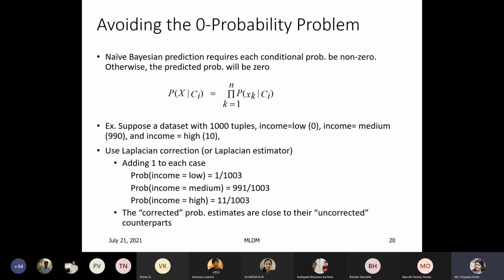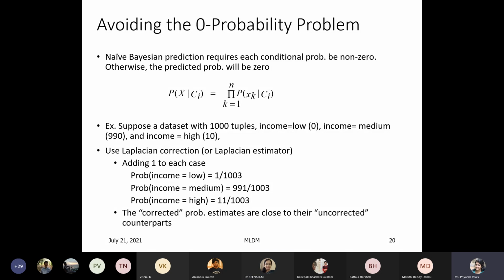So what we do is, we add a 1 to each case. That is, we have 3 for this particular category, say, income equal to low, income equal to medium, income equal to high. So for each of these categories, when we find the probability, 1 is added above, in the numerator. So in the whole data set, we are adding 3, because for each category we are adding 1, so that there is no change in the distribution.